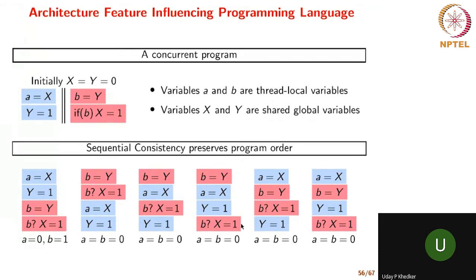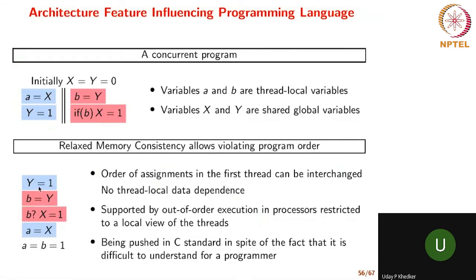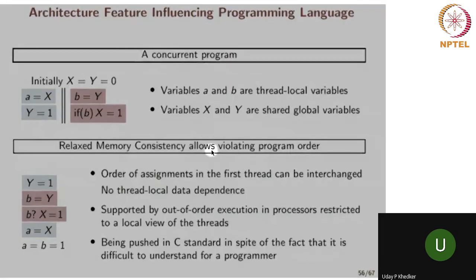You have written the program in a sequence and you're preserving that program order. There is a sequence between this and this, and between this and this, but these are expressed as parallel, so there is no sequencing across them. You might jump from here to here, or from here to there, whatever. Whereas the relaxed memory model says that I will execute y equal to 1 before a is equal to x. So I am not preserving program order. The relaxed memory model allows violating program order.